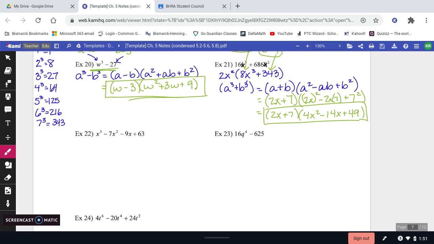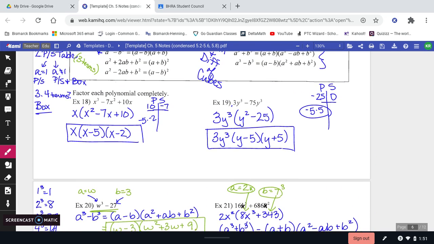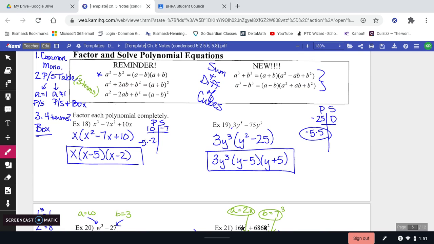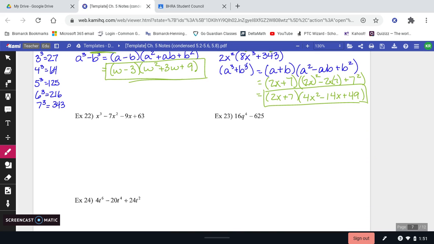Okay, now 22. You'll notice here there's 4 terms. We haven't done anything with 4 terms yet. But if you go back up to my list, number 3, 4 terms, we're going to use a box. Now you could group if you want to. I can show you both ways. I really do like the box for this one, or for these. So you've got 4 squares in your box. You've got 4 terms, so each term is going to go in a square.